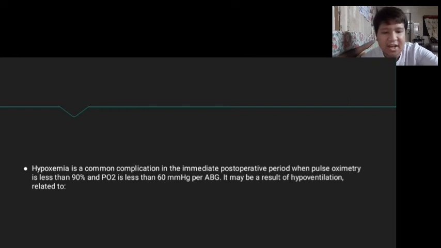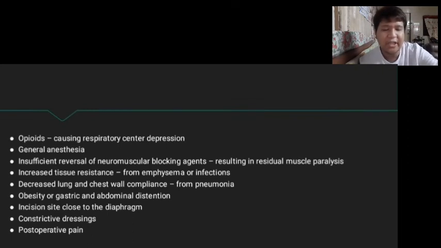And then, we have also hypoxemia, a common complication talaga itong hypoxemia, na wala ng oxygen. So, oxygen saturation less than 90, PO2 less than 60 mmHg per ABG niya. May result to hindi siya makahinga, mag-hyperventilate ang patient. So, anong gagawin mo dyan? You give opioids pag nag-hyperventilate, no?